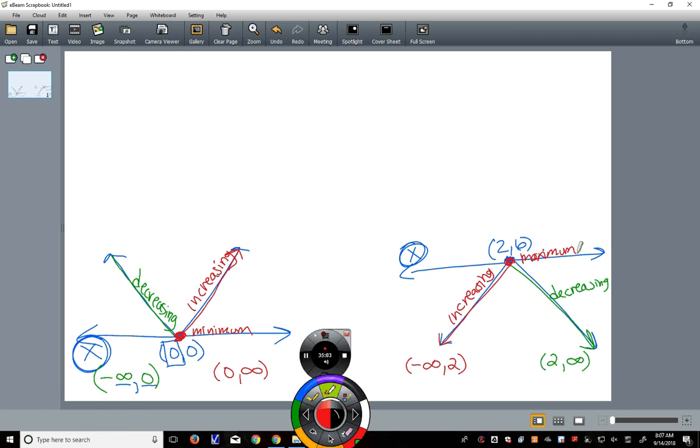Because they put the word value after it, they're talking about range, Y values, and they just want to know what is the lowest value that the graph reaches or the highest value that the graph reaches as far as Y. So this one, because it has no maximum, there's no highest value. But because it hits this minimum point, the minimum value is 0. And this one, no minimum, but because it hits this maximum point, the maximum value is 6. Does that clarify? Okay.